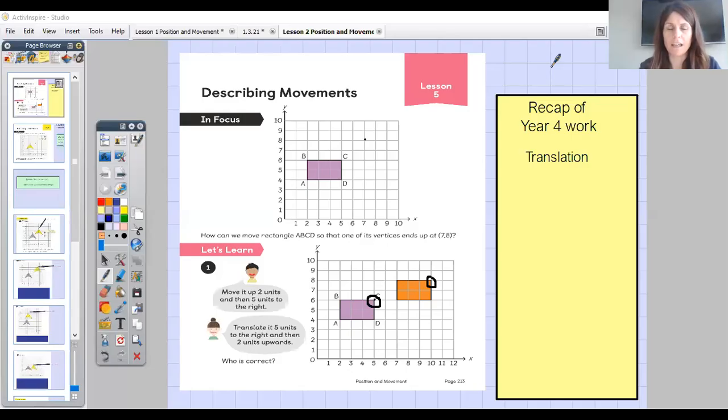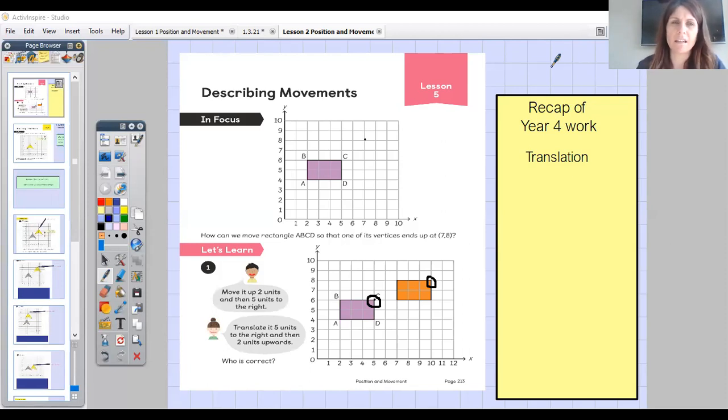Hello, Year 5. So this is our lesson 2 of position and movement. I'm going to take you back to the work that we did in September when we recapped the Year 4 work that you missed out on during lockdown, just so that we can really get to grips with it today.